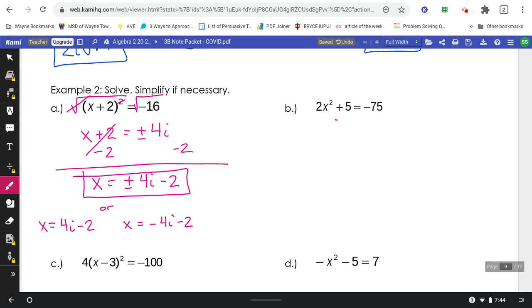Part B, subtract 5 first. Bring down 2x squared. You get negative 80 here. And we want to make sure we get rid of this regular number 2 in front before we square root anything. So I'm going to divide by 2. Now I'm ready to square root, so I'll square root both sides.